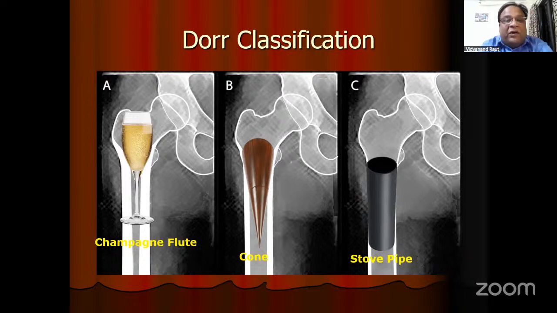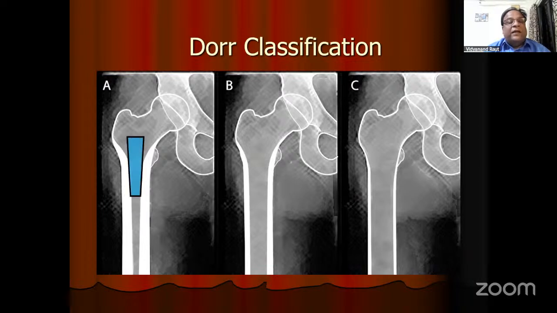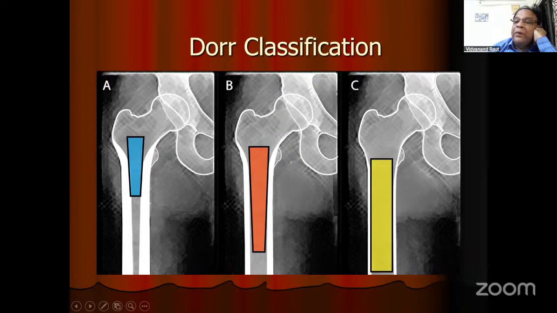Now, based on the available shape that we have to fit our implants, for example, if we get a Dorr type A, you can see that it's a champagne flute shape, and a wedged implant will fit in perfectly in that area. So that's what we call a tapered wedge implant will fit in type A. In type B, where we need more distal fixation in the cone, a conical implant would be more appropriate. And similarly, in type C, a cylindrical implant would be more appropriate.